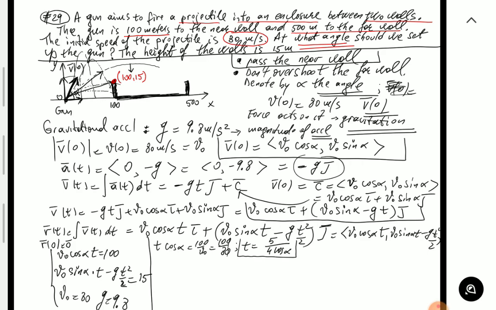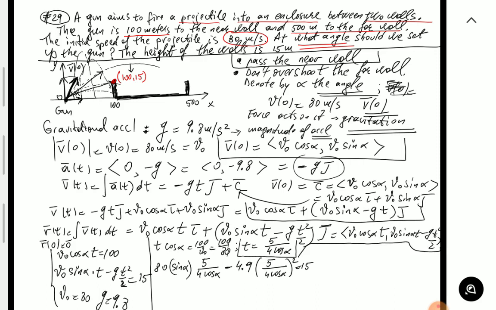And in the second equation, let's plug it in. We have 80 sine of alpha times the t that we just found, 5 over 4 cosine of alpha, minus g over 2, which is actually 4.9, times t squared, which is 5 over 4 cosine of alpha quantity squared, equals 15. Okay. There is a little bit more computation here to be done, which is not exactly trivial.